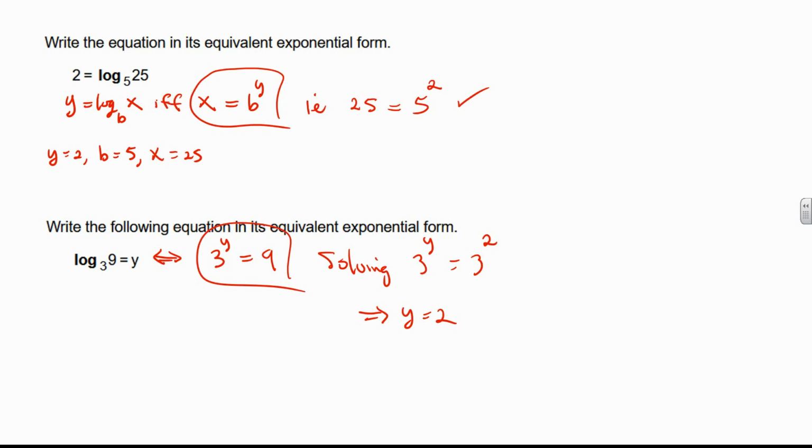So I think for that problem, all it did ask for was just to write the following equation in its equivalent exponential form. So for my math lab, this is all they want you to put in, my math lab.